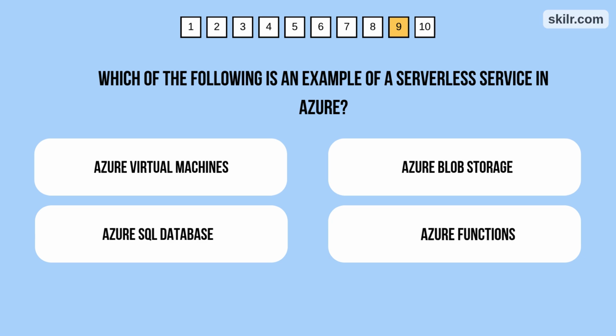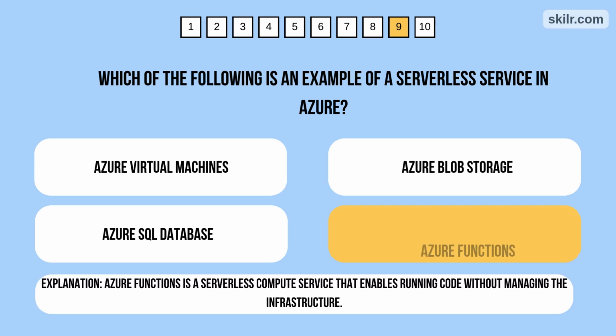Question 9. Which of the following is an example of a serverless service in Azure? The answer is Azure Functions, as Azure Functions is a serverless compute service that enables running code without managing the infrastructure.